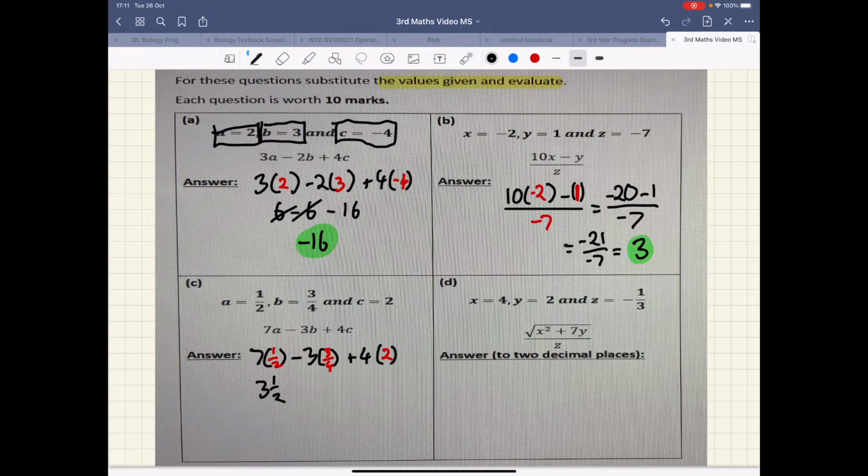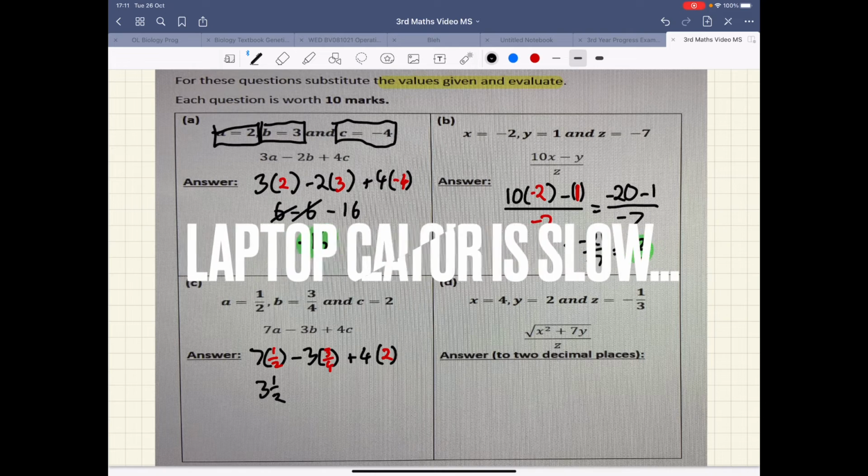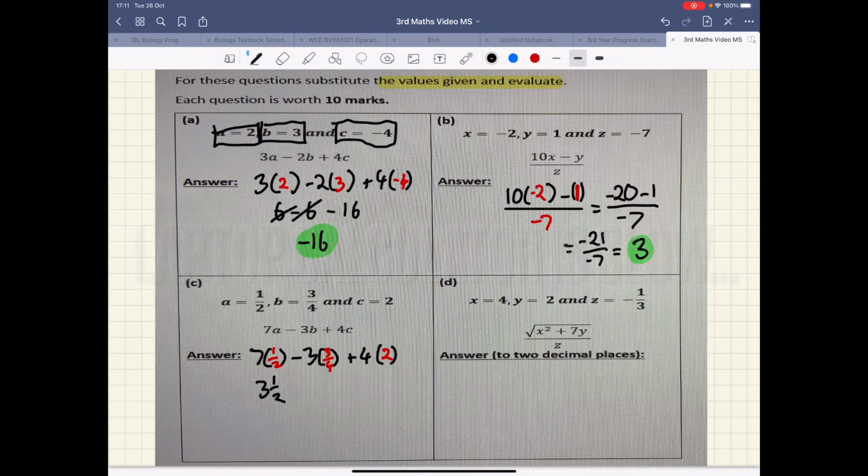So that's 3 multiplied by 3/4, which is equal to 9 over 4, which is the same as 2.25. So minus 2.25, plus 8.